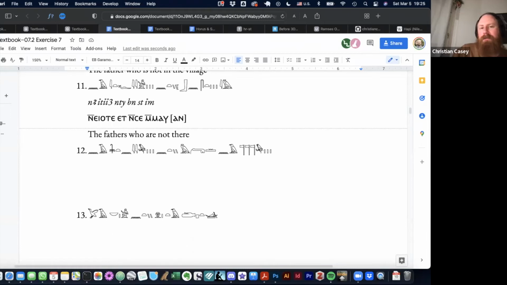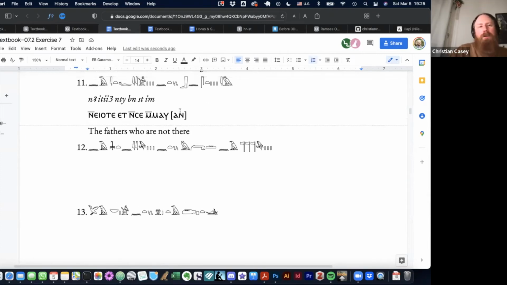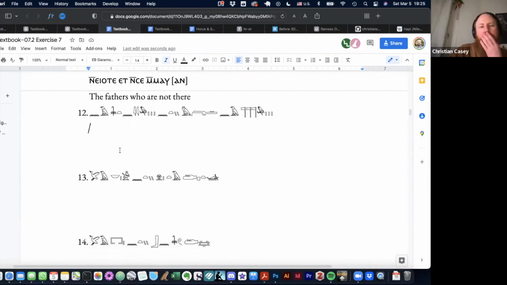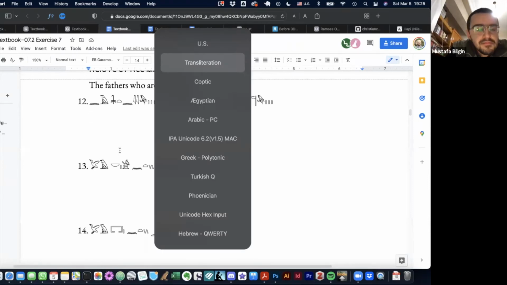Not terribly, like, I don't know what the word is. It's not a great sentence. It's just not a very good sentence. It doesn't create images in your mind, but whatever, right? It's a grammatical example. The fathers who are not there. It's a perfectly cromulent sentence.